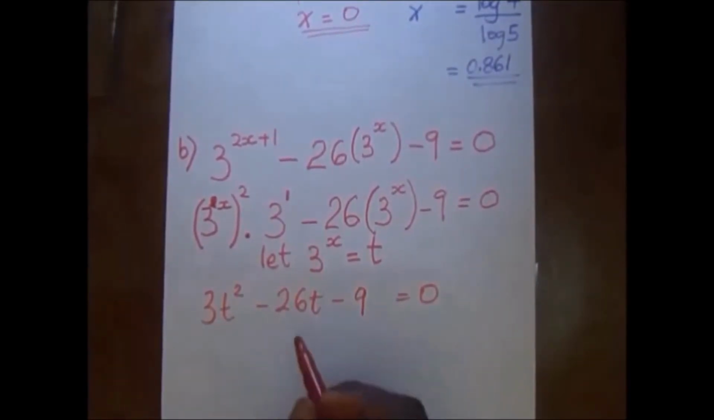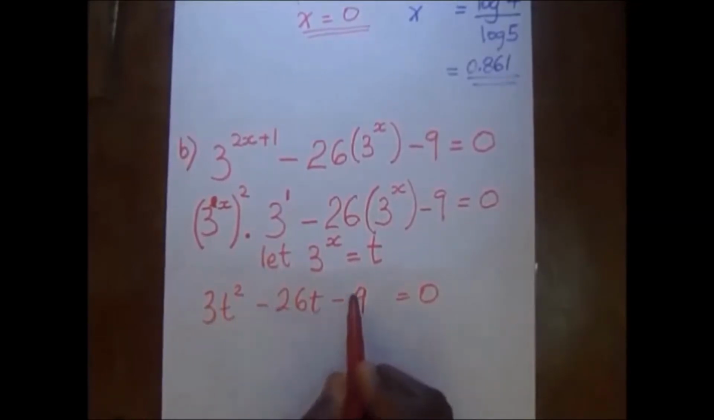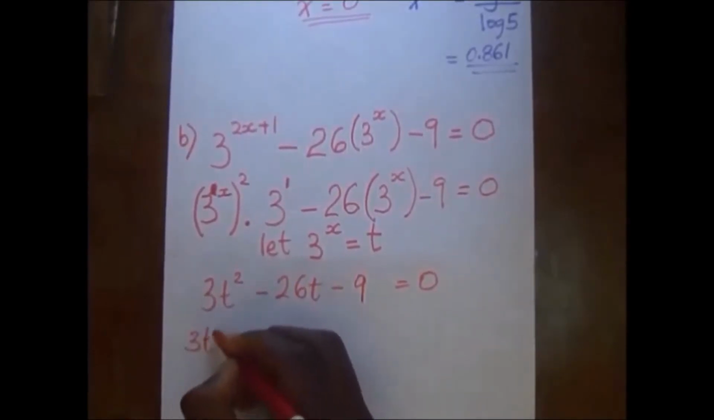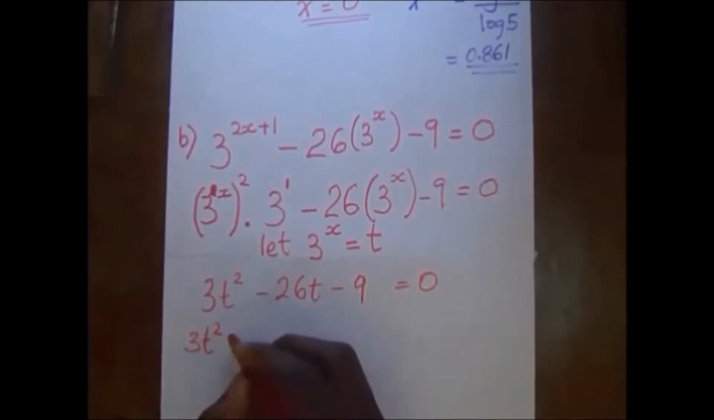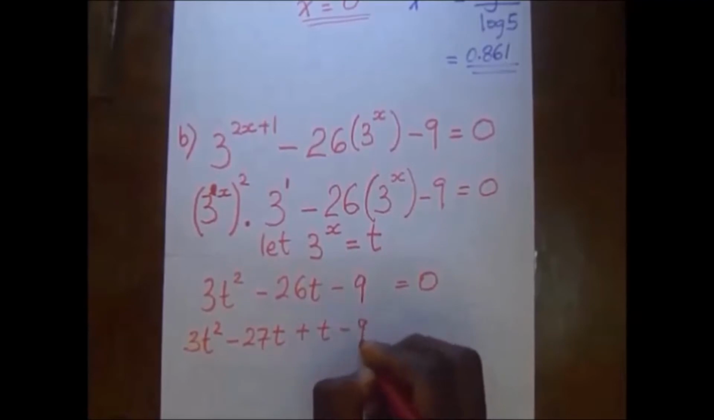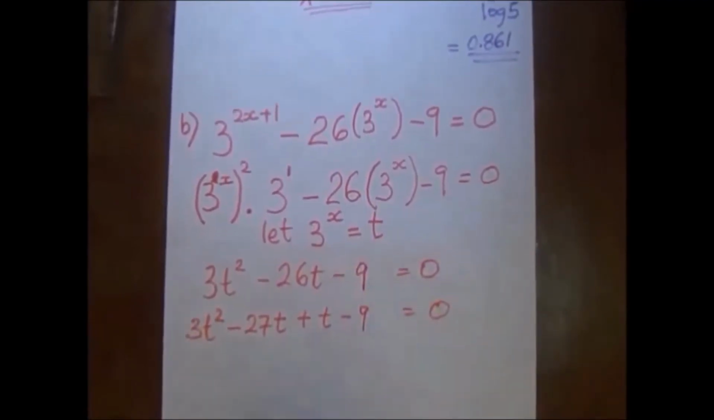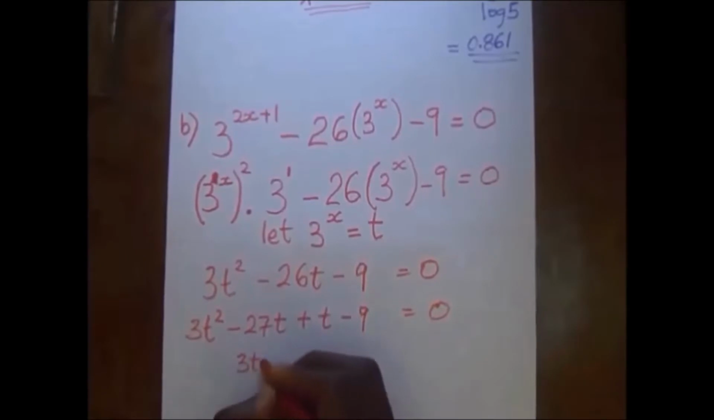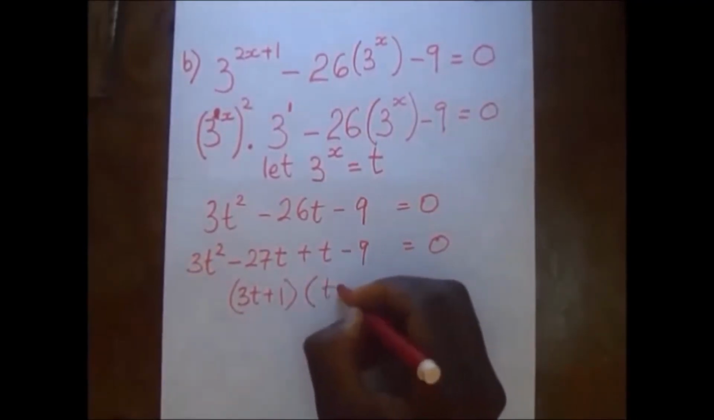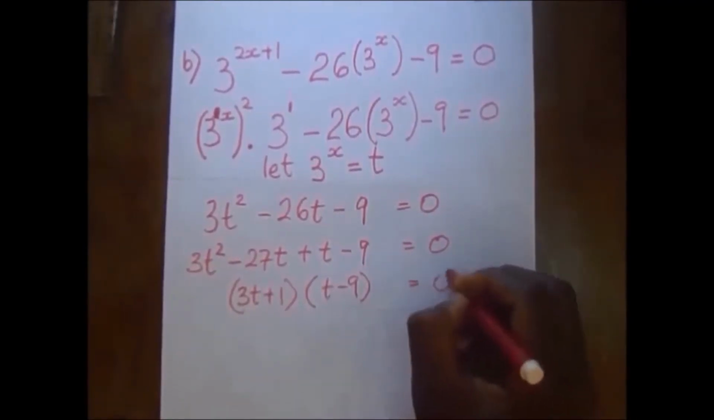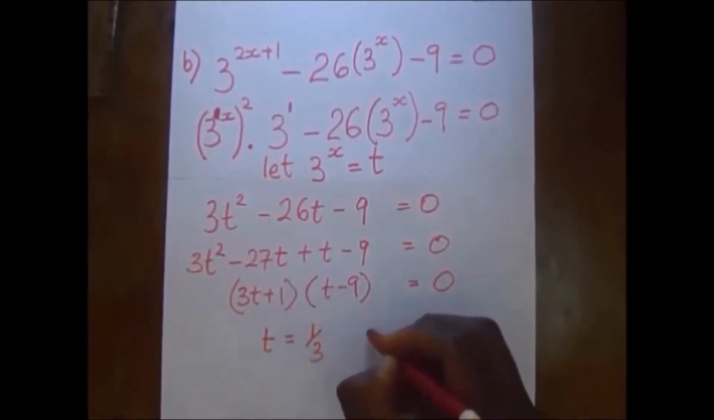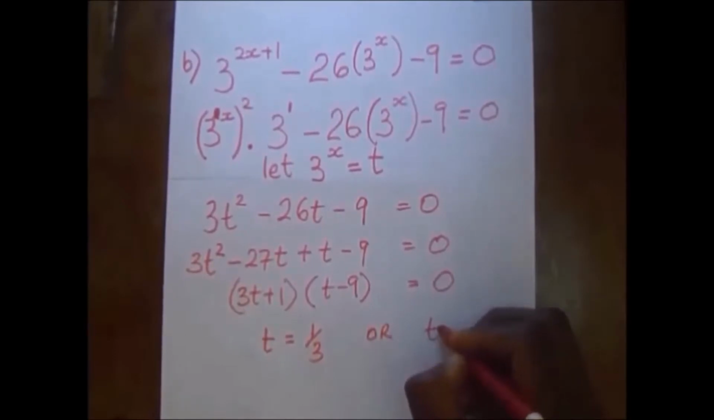So when we find two numbers giving us the sum of negative 26 and the product of 9 times 3, which is 27, we shall end up with factorizing that quadratic expression as 3t squared minus 27t plus t minus 9 is equal to 0. From there we shall end up with 3t plus 1 into t minus 9 being equal to 0. So here either t is going to be equal to negative a third or t is going to be equal to 9.